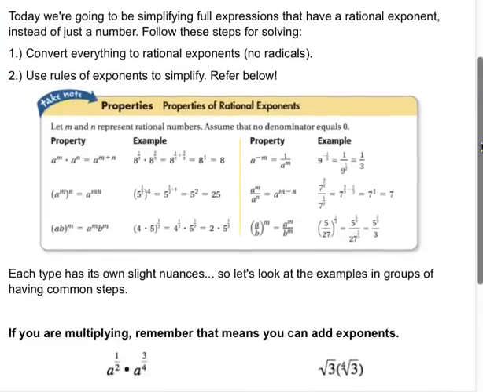Now, everything can go back to rules of exponents. The rules of exponents that you learned in algebra still apply with these. You just have to know how to deal with fractions now. The key, though, is everything needs to be as a rational exponent. Working with radicals gets really complex and messy, so we're not going to go down that route. If you see any radicals, immediately turn them into rational exponents in order to work with them.